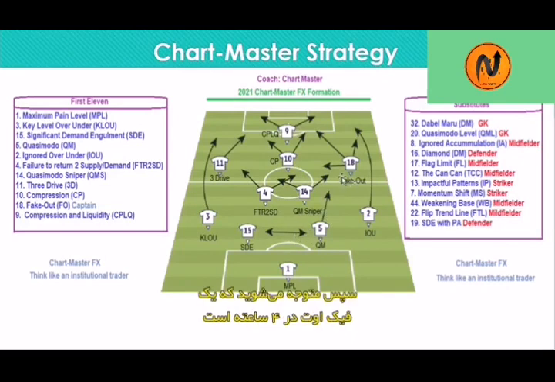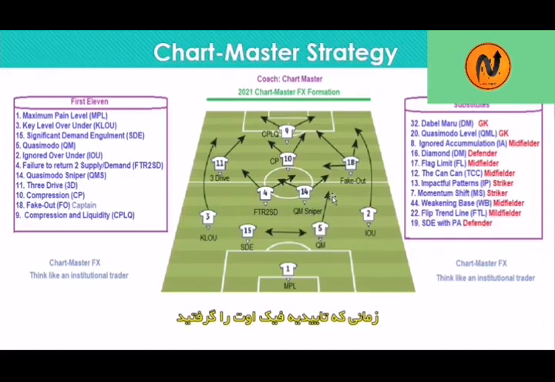Then you realize that there is a fake out on that H4. Once you get a fake out confirmation, then you go to the lower time frames such as the M1, M5, M15. Then once you find an impactful pattern there, you can place your trade.